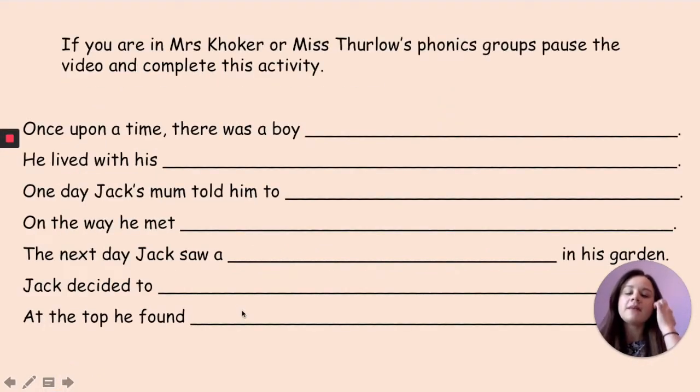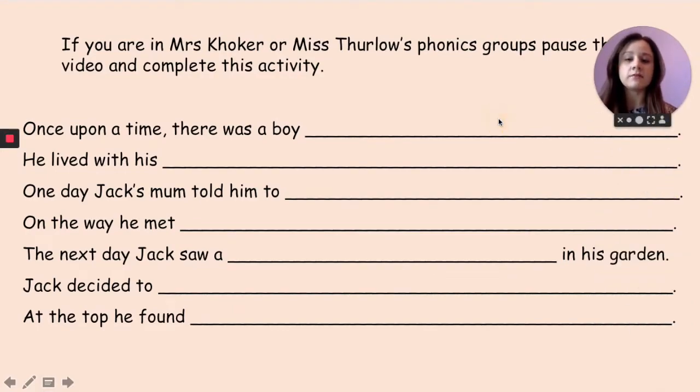Now, if you are in Mrs. Coker or Miss Thurlow's phonics groups, pause the video to complete this activity. This is your activity for today. Once upon a time there was a boy, and then you can fill in the gaps. So once upon a time there was a boy called Jack. He lived with his, and then you can tell me. One day Jack's mum told him to. On the way he met. The next day Jack saw a something in his garden. Jack decided to, and at the top he found. So, what you've got to do is fill in the gaps to tell the first half of the story.